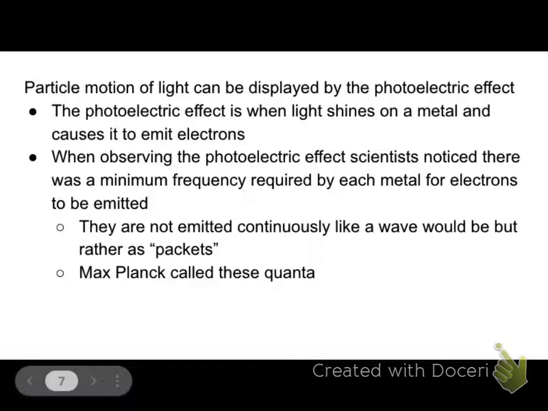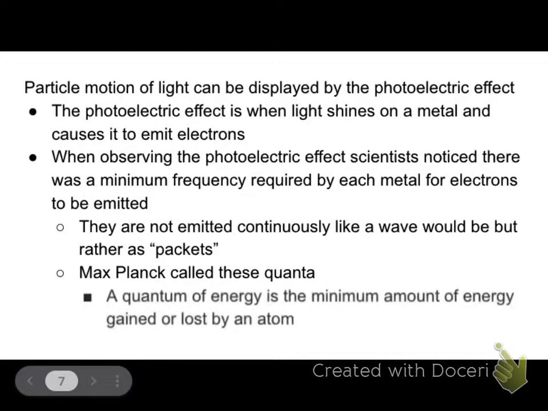Max Planck called these packets that were being emitted quanta, which is just the plural for quantum. A quantum of energy is the minimum amount of energy that can be gained or lost by an atom. So he noticed there's a minimum amount of energy that you can put in, and then that energy will come back out and be lost by that atom. But there's this minimum amount, and it doesn't come out as a continuous stream, it comes out as a packet.